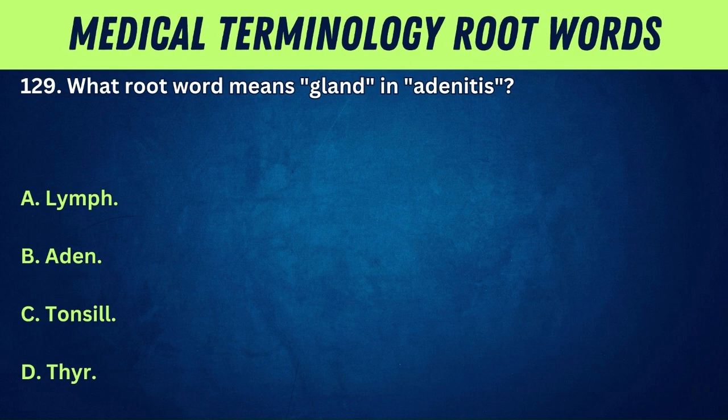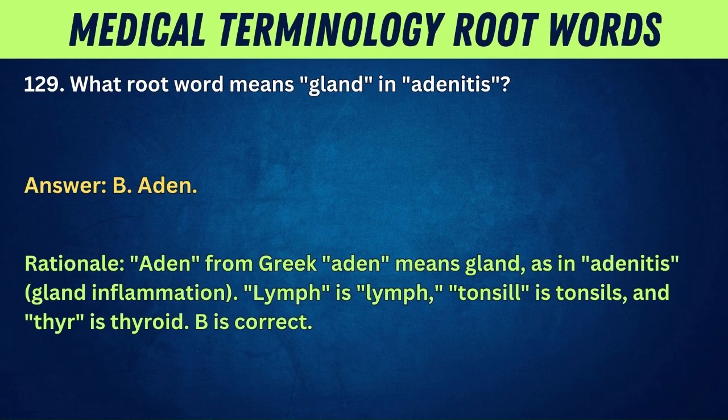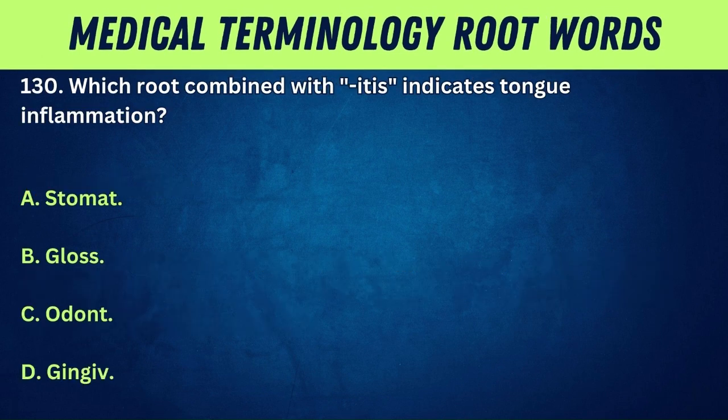129. What root word means gland in adenitis? A. Lymph. B. Aden. C. Tonsil. D. Thyr. Answer, B. Aden. Rationale. Aden from Greek. Aden means gland, as in adenitis, gland inflammation. Lymph is lymph. Tonsil is tonsils, and Thyr is thyroid. B is correct.